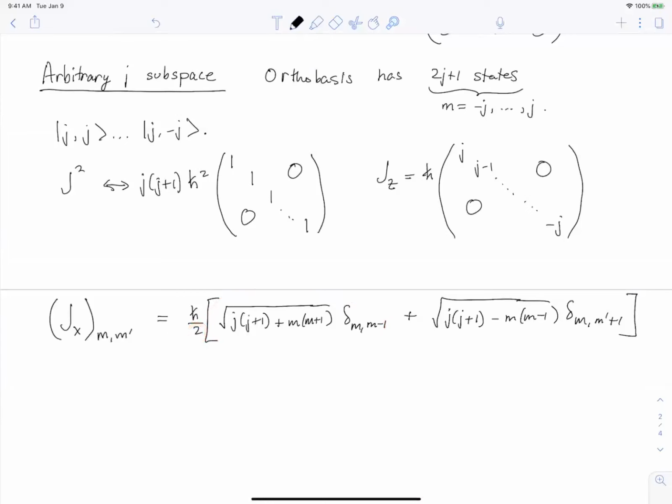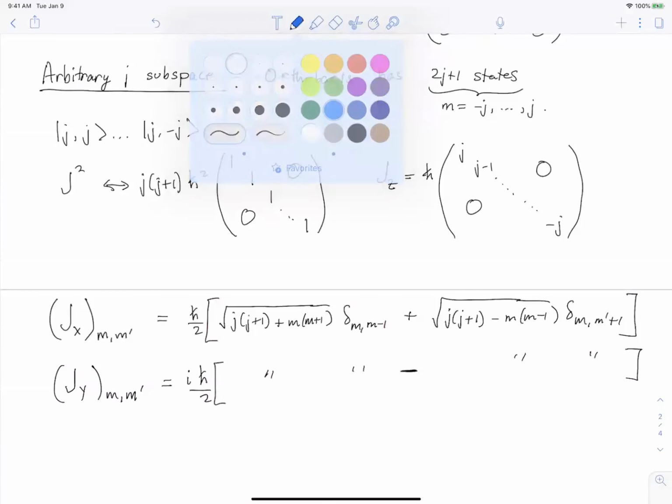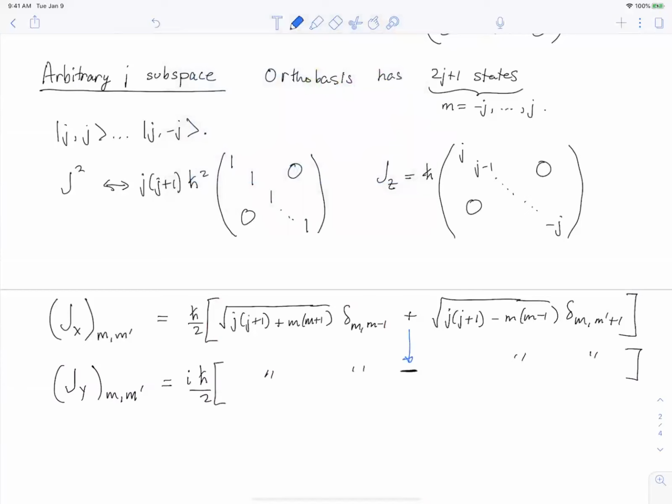And then I can write a similar thing for j sub y. These are the matrix elements. And so there's an i factor here. But otherwise, it looks almost identical with the Kronecker deltas and everything. The only difference is there's a minus sign here. Okay, so the plus turns into a minus. And we get this extra factor of i for j sub y.